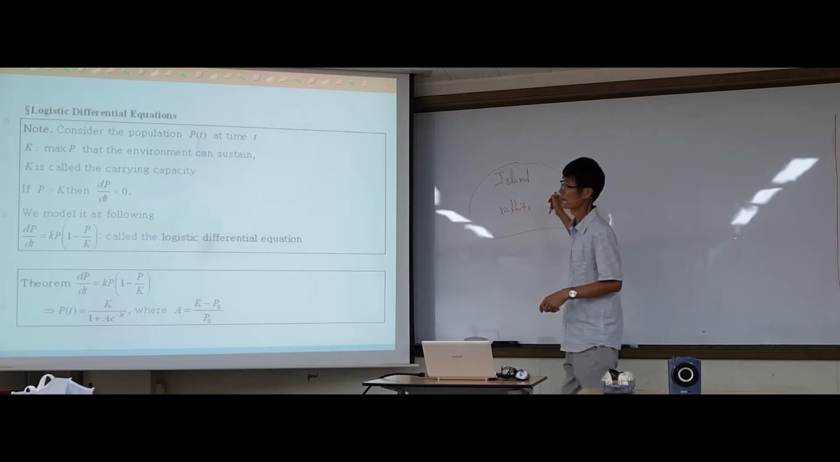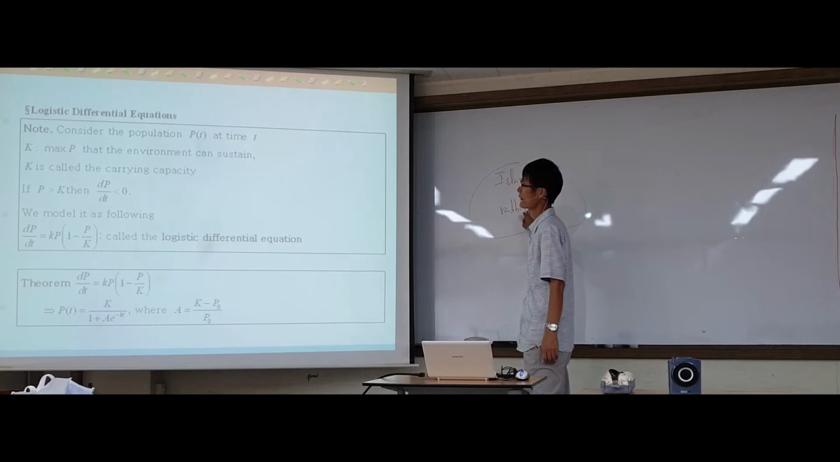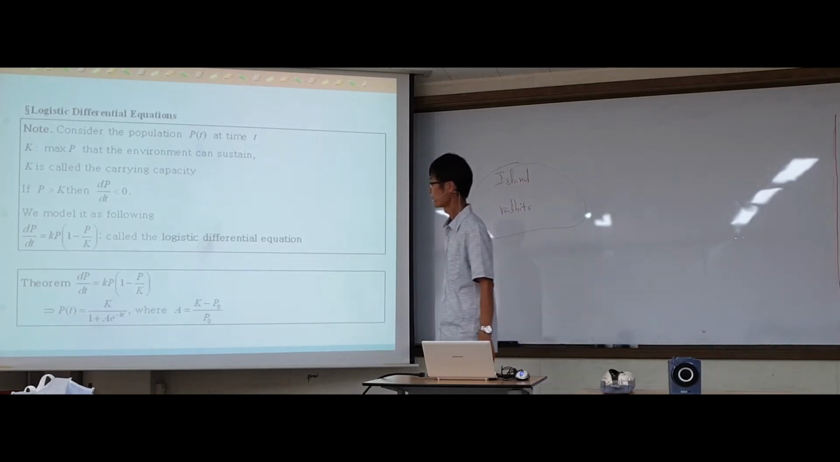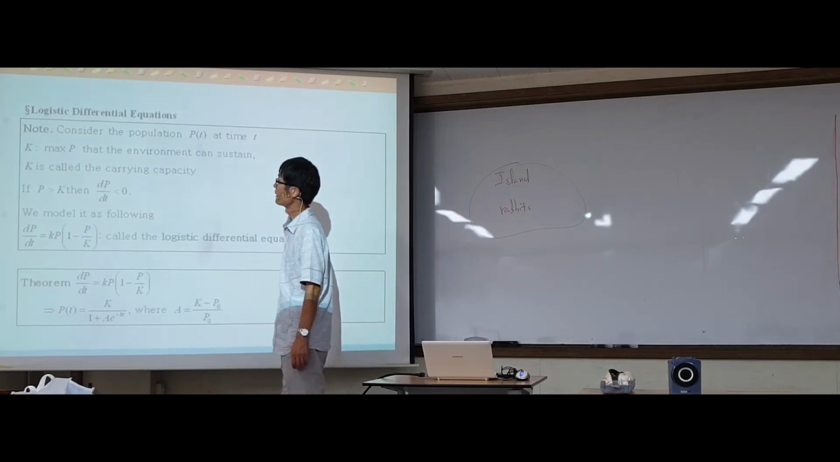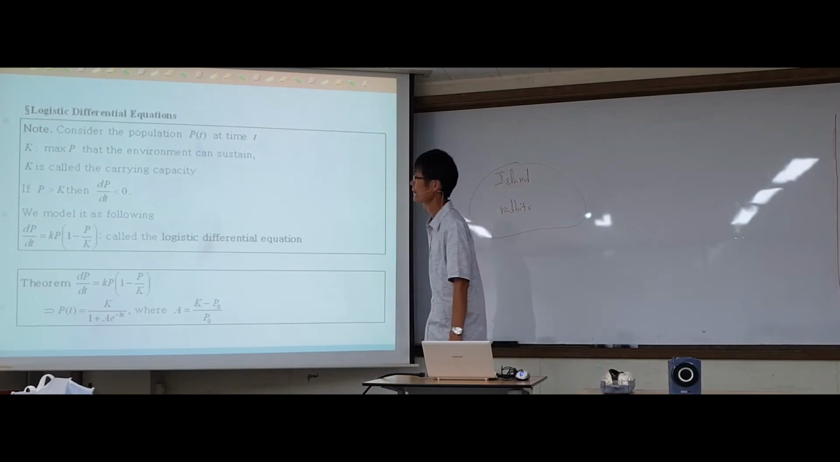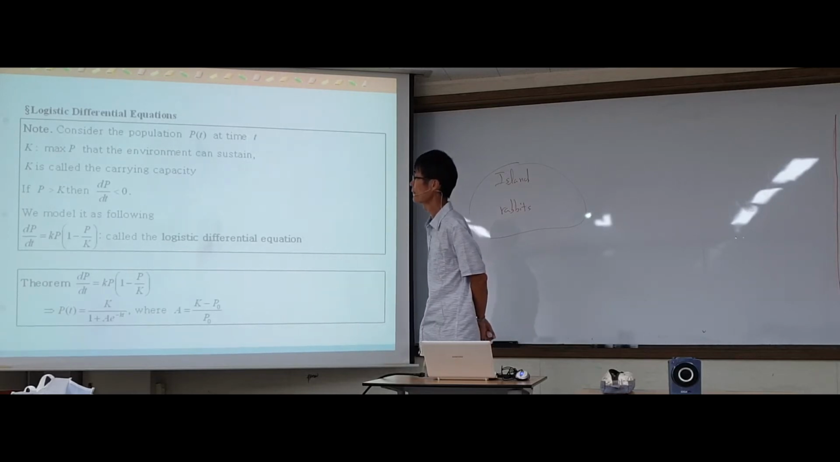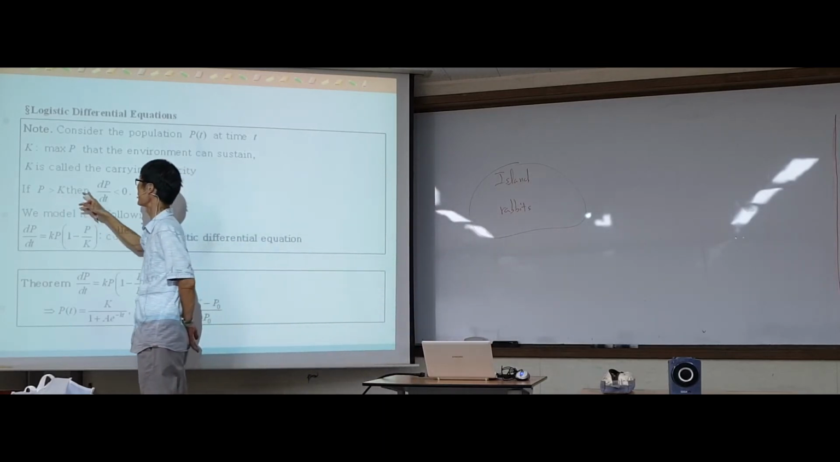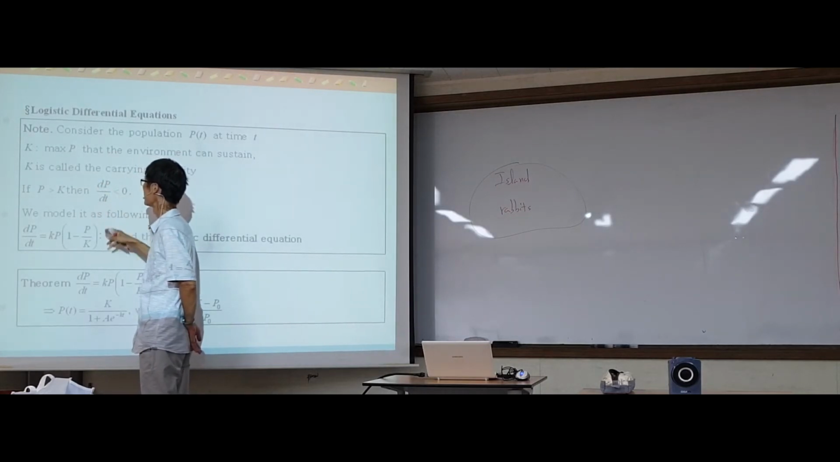Rabbits are living in this island, and as the island has a limited space, the population of rabbits cannot increase infinitely. Let the population of rabbits at time t be denoted by p of t, and large k be the maximum number of p that the environment of the island can sustain. Then k is called the carrying capacity. We may assume that if the population is greater than k, then the number of rabbits will be decreased. So dp over dt would be negative.